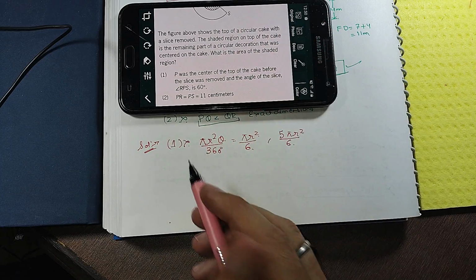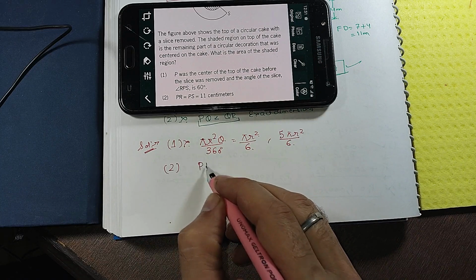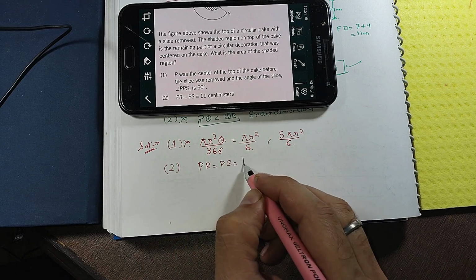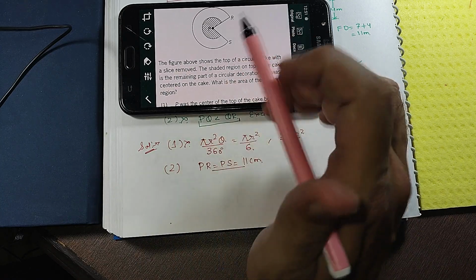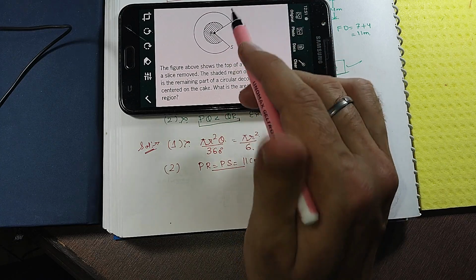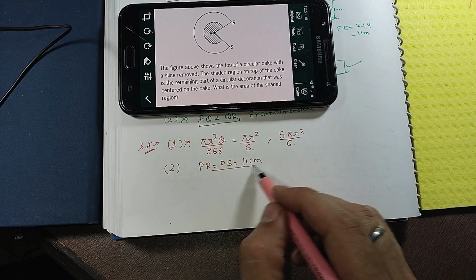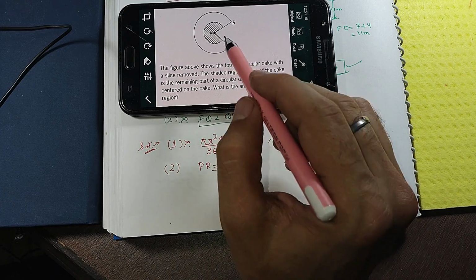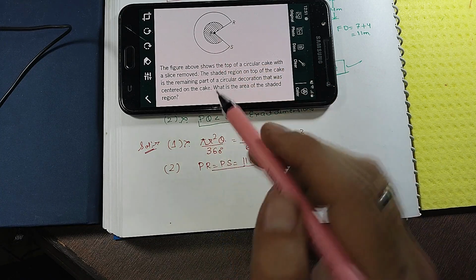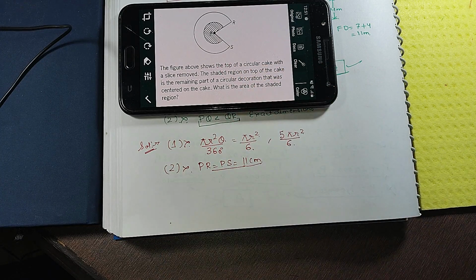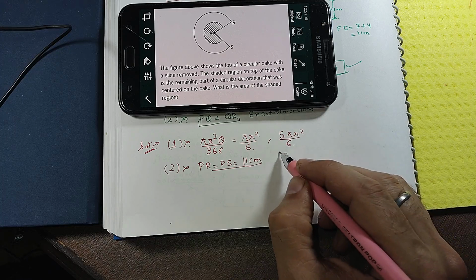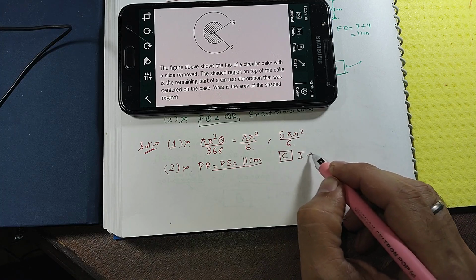Now statement 2. Statement 2 says that PR is equal to PS is equal to 11 centimeters. So this alone gives us that the radius of this cake, PR, both are radius, is equal to 11 centimeters. But with the help of this, we are not able to find the area of the shaded region, so this is also not sufficient.